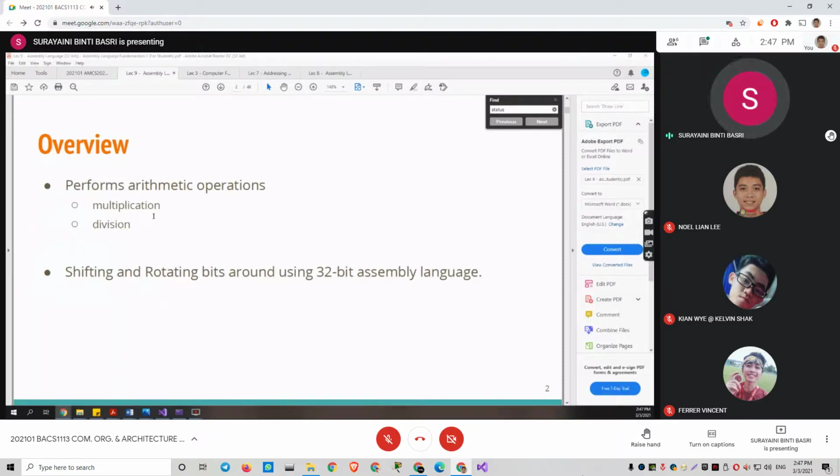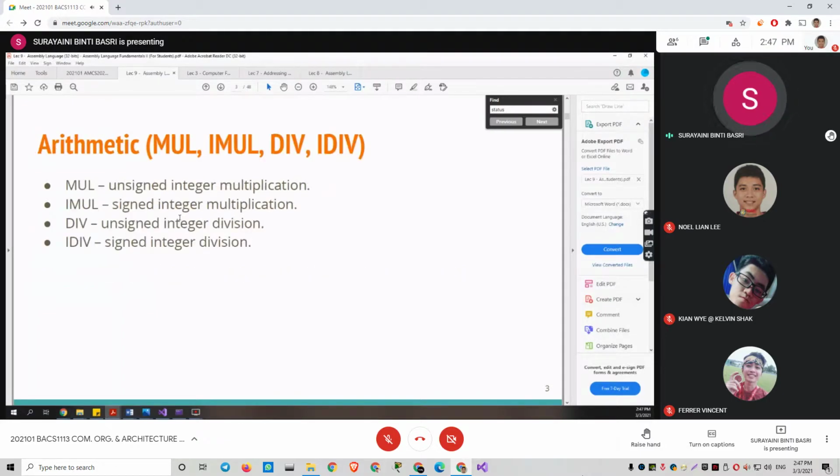Okay, so we proceed to the multiplications. Like in the previous video, multiplication is done by the instruction MUL for unsigned numbers, and IMUL is for signed numbers. Whereas for division, DIV is for unsigned numbers, and IDIV is for signed numbers.